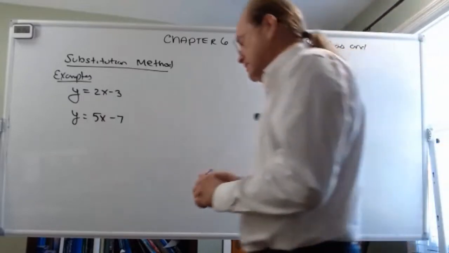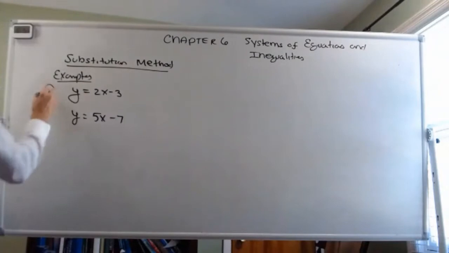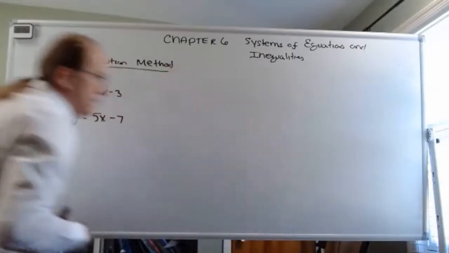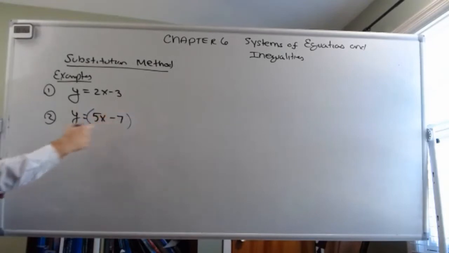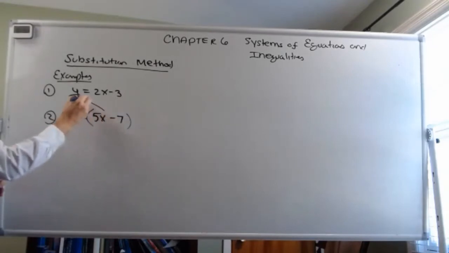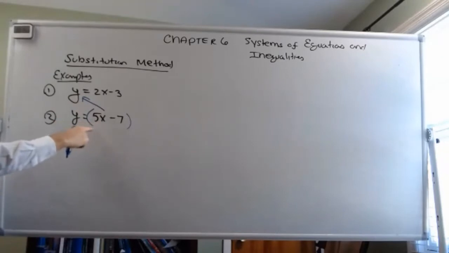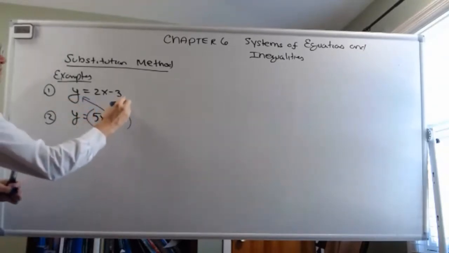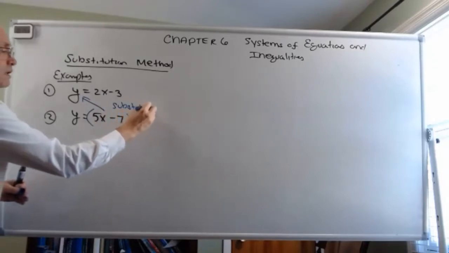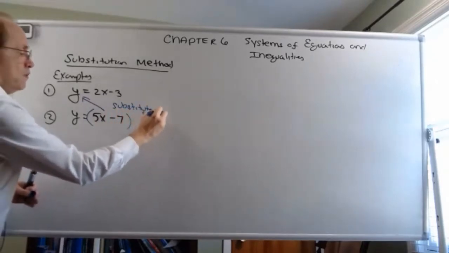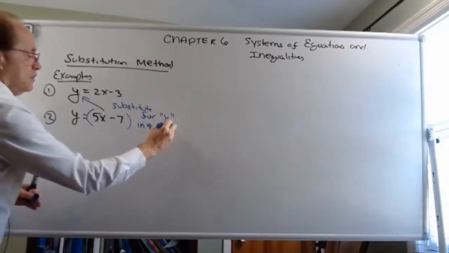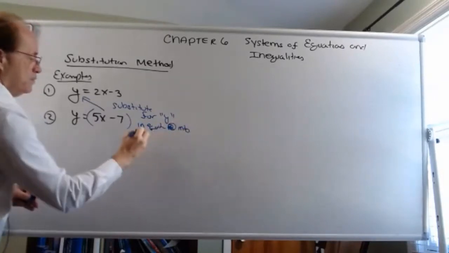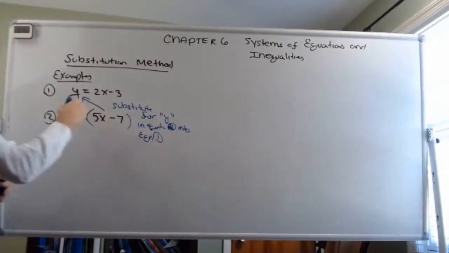So what do I do? Well, this is the substitution technique. Here's my first equation, here's my second equation. What I'm going to do is, it doesn't matter, I'm going to take the second equation. In this second equation it says y is equal to that. So I'm going to substitute for y what it's equal to in the second equation into the first. So I'm going to substitute for y in equation 2 into equation 1. So that's what I'm going to do.